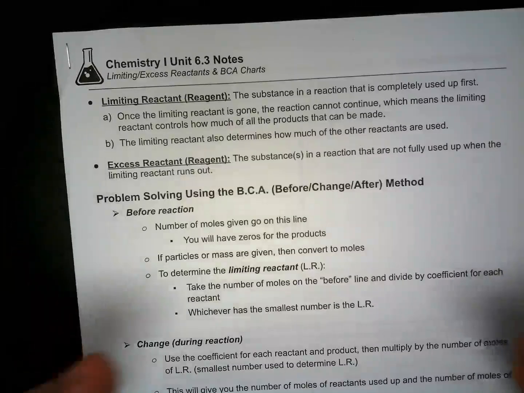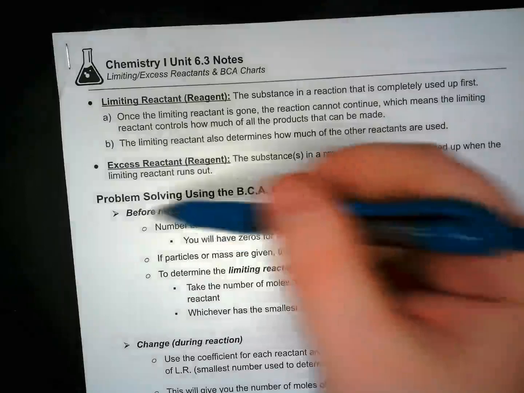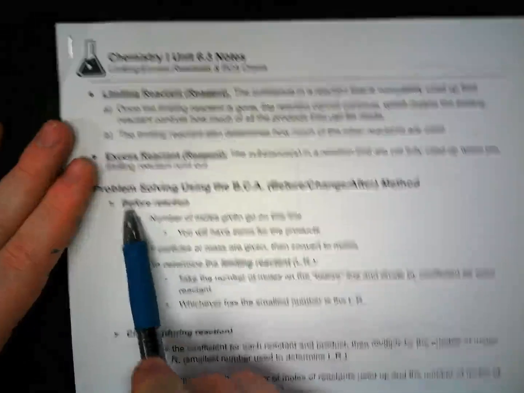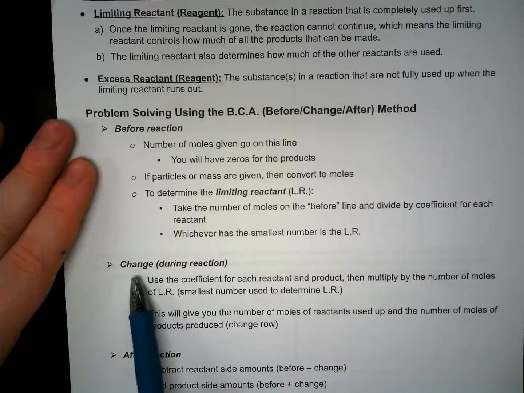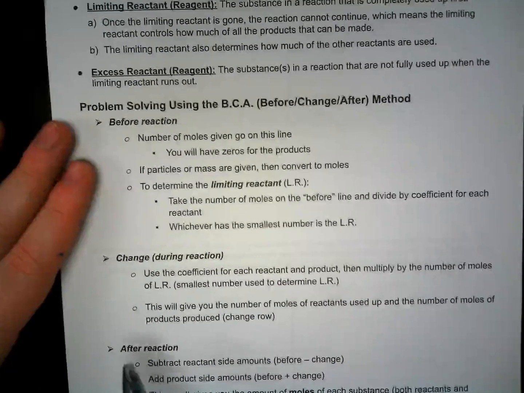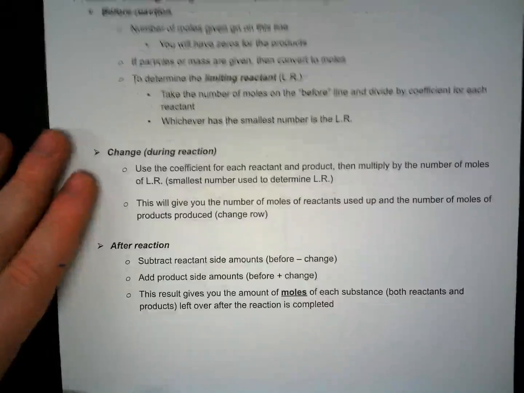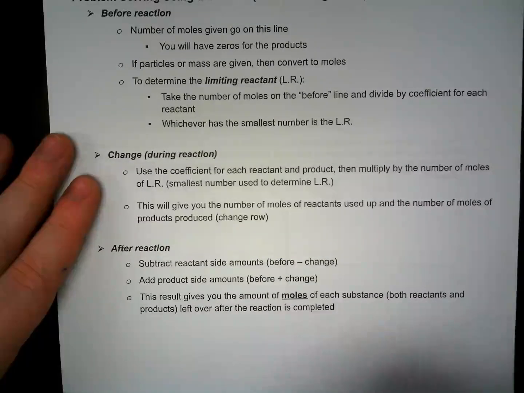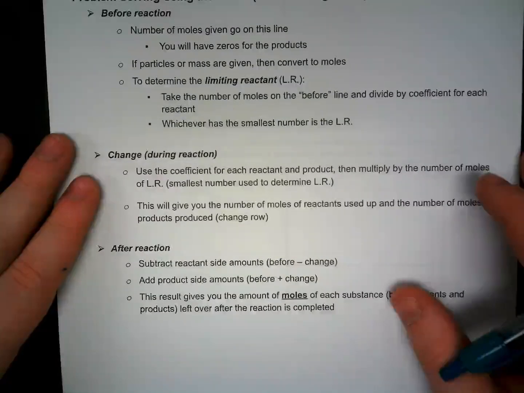So what are those little divvies? You saw there's the B and then the C and the A. Well, what does B stand for? B stands for before reaction. C stands for the change during reaction. And then A stands for after the reaction. So after it's all said and done, after the dust is settled, what are we left with? Who's going to be our limiting reactant here?